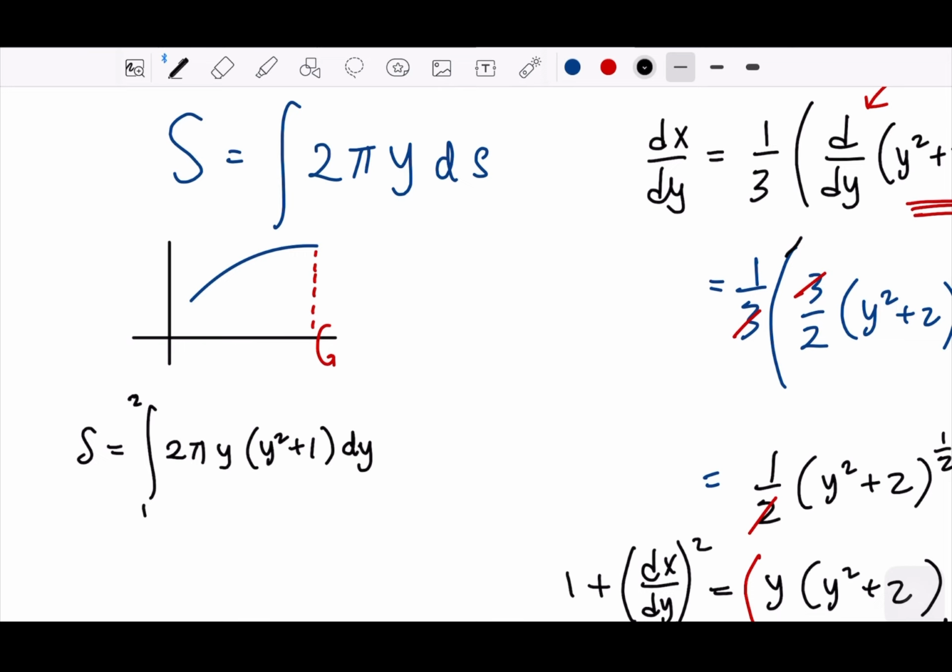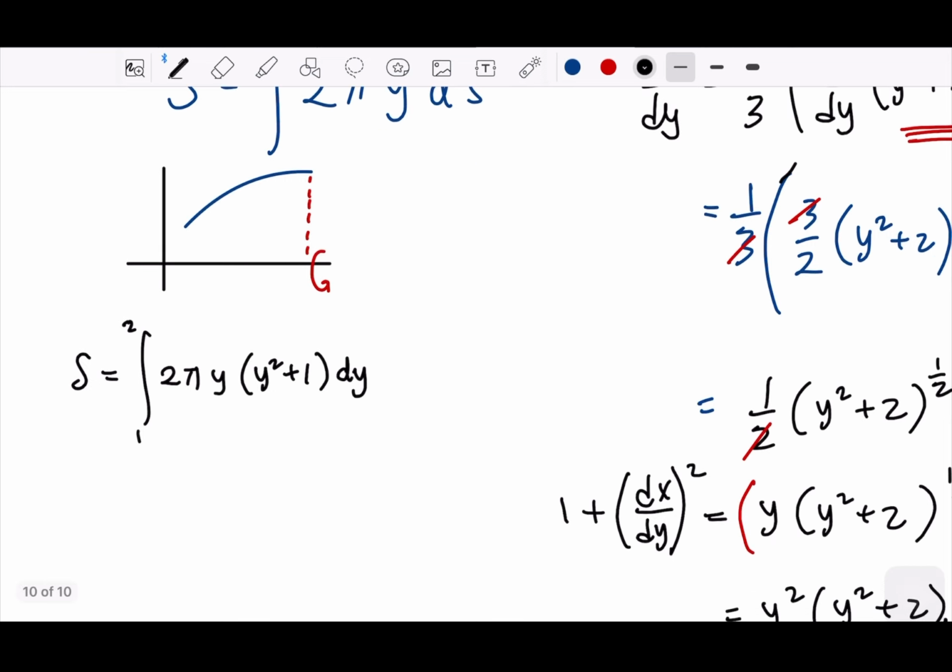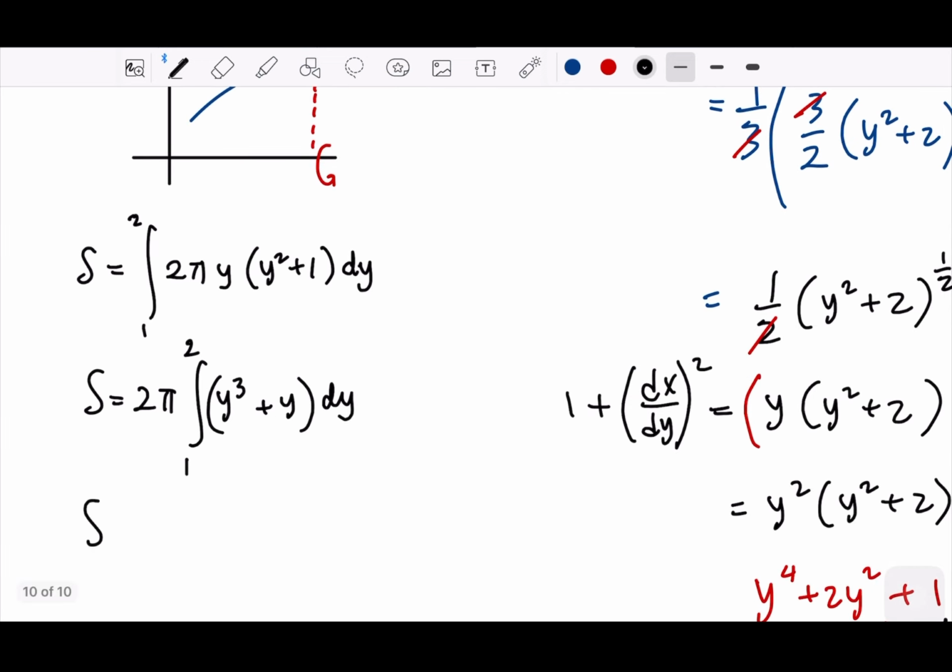Okay. Let me factor 2 pi out because it's a constant. So we would like to have y cubed plus y and then dy. Okay, I think that's pretty standard integration. So this will be 1 over 4 y to the power of 4, and then plus half y squared, from 1 to 2.